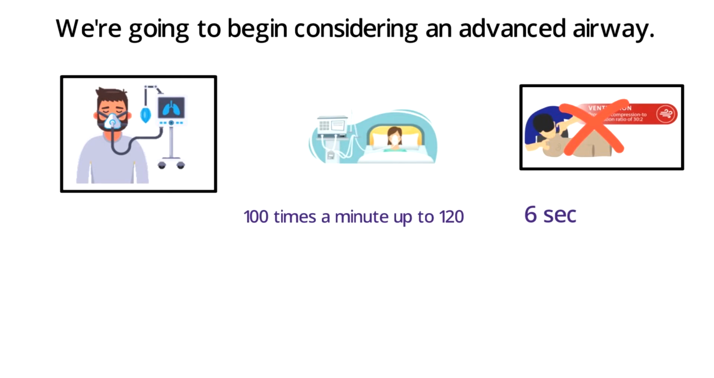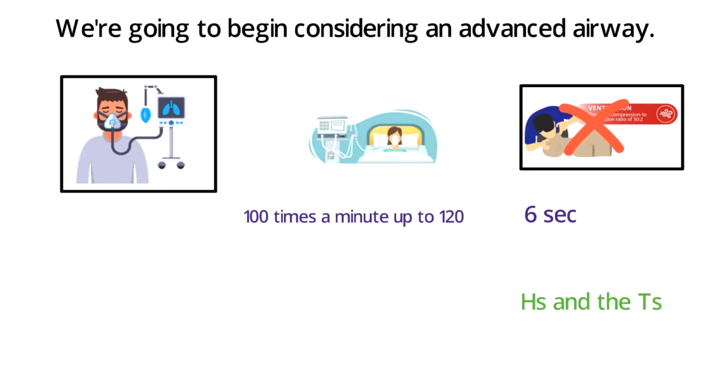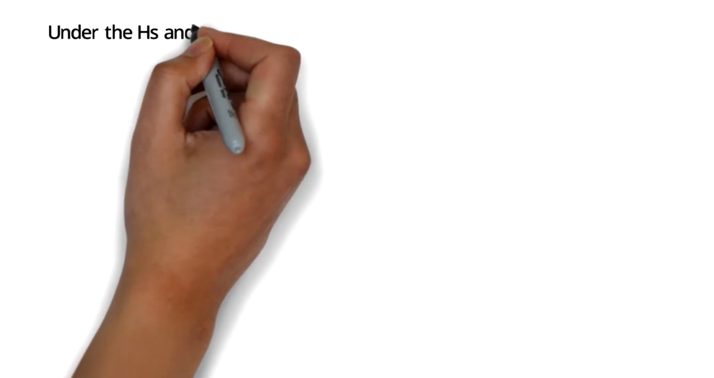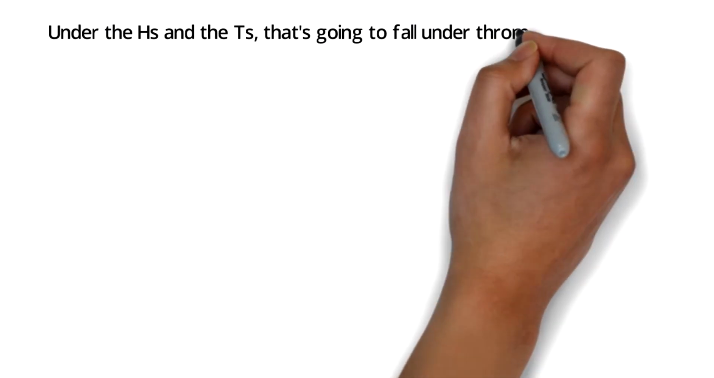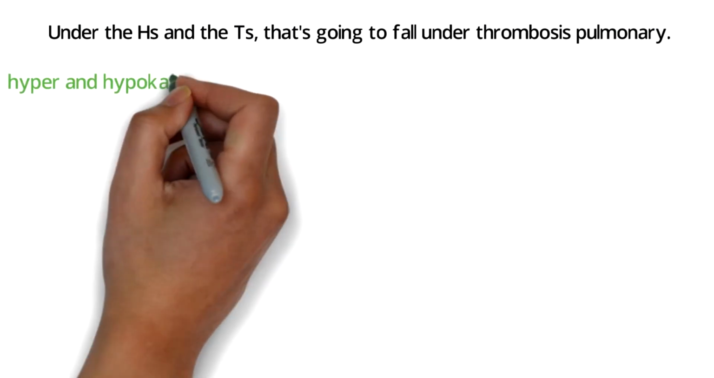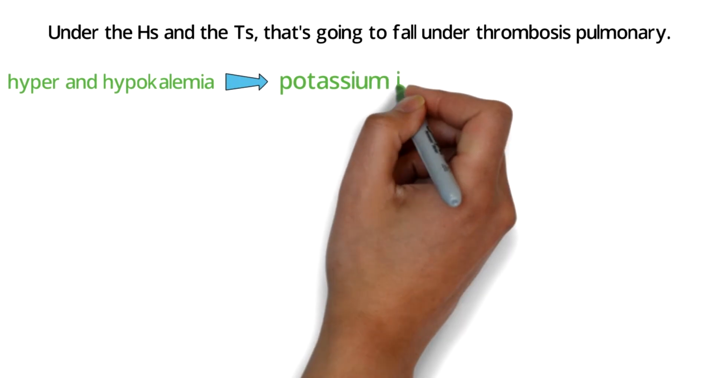Something else that you need to begin to consider are what we refer to as the H's and the T's. These are our reversible causes. I can tell you that after 13 years of being a nurse, almost the entire time I have worked in critical care, when my patient goes asystole or PEA, the cause is almost always a PE, or pulmonary embolus. Under the H's and the T's, that falls under thrombosis, pulmonary. Some of the other H's and T's are hyperkalemia and hypokalemia. Those are huge with your dialysis patients who, say, miss a dialysis treatment and their potassium is 8.5.